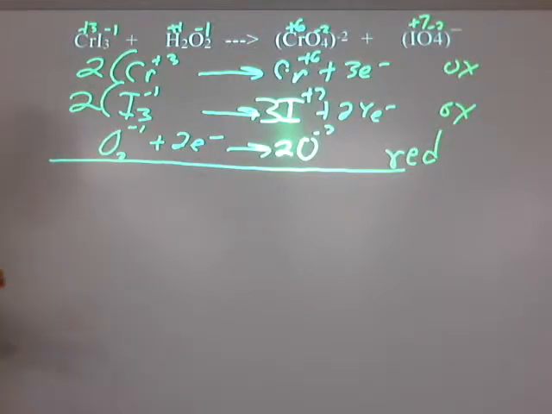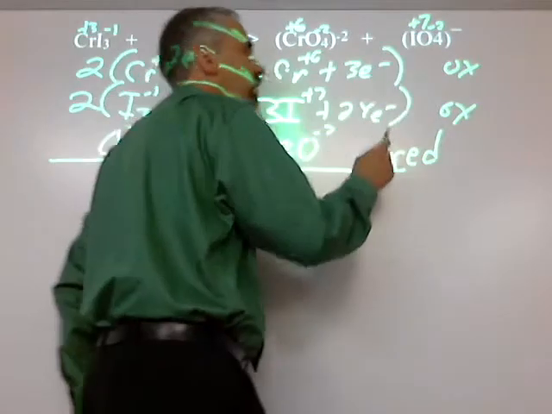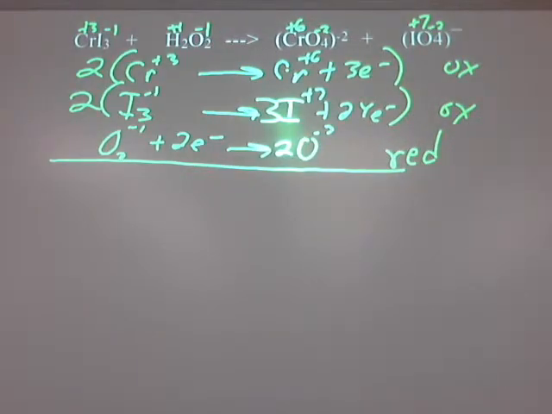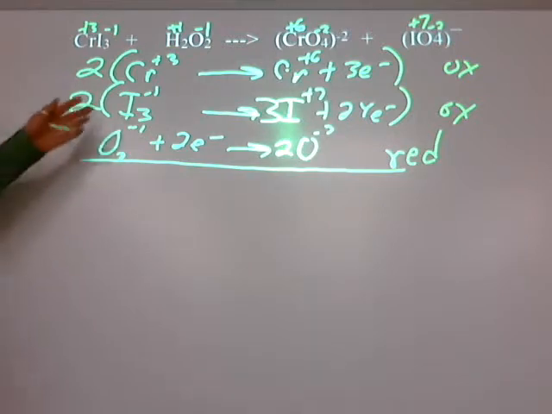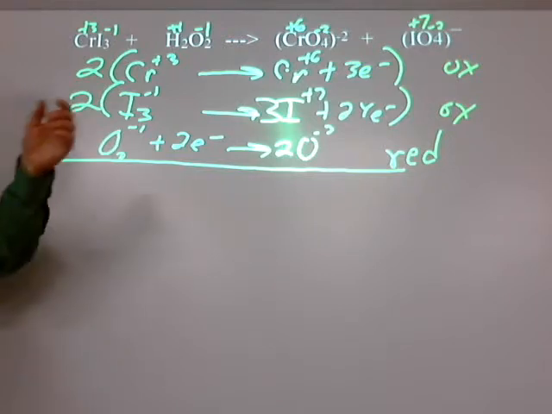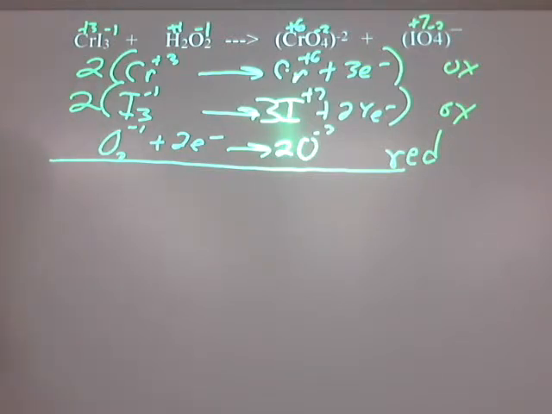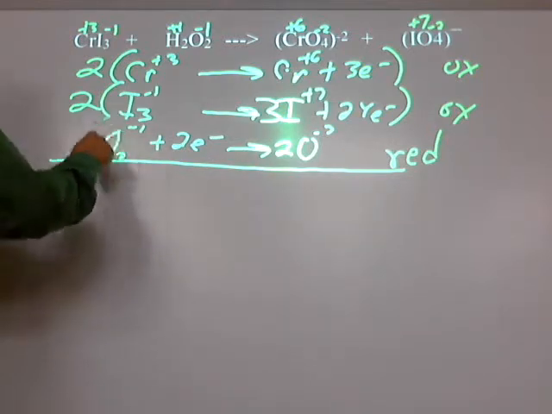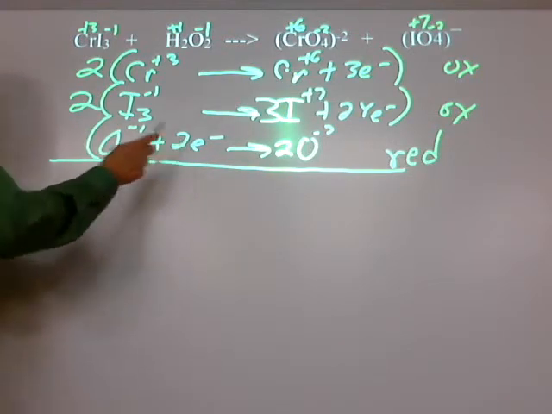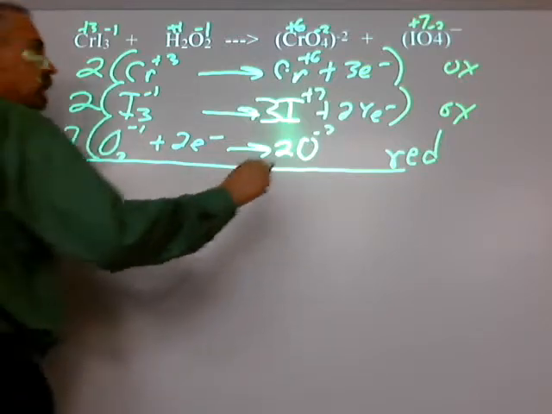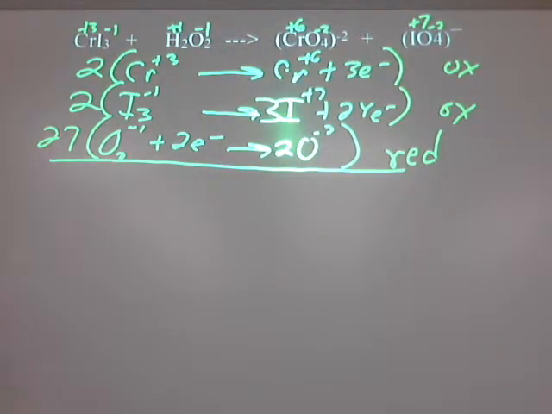Why does that help me? Because now the total number of electrons lost is what number? What's the total number of electrons? How many? 54. Why is that a better number? Because it's an even number. It goes into 2. What will I have to put in front of this guy? 27. Exactly. Ugly number, but that's what you do.